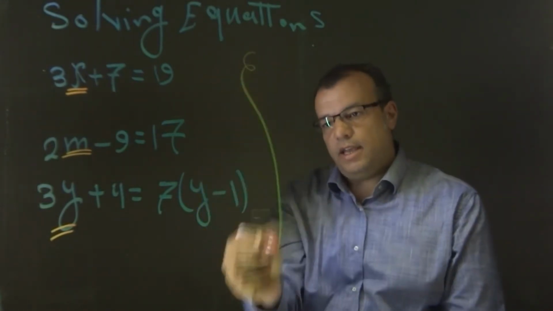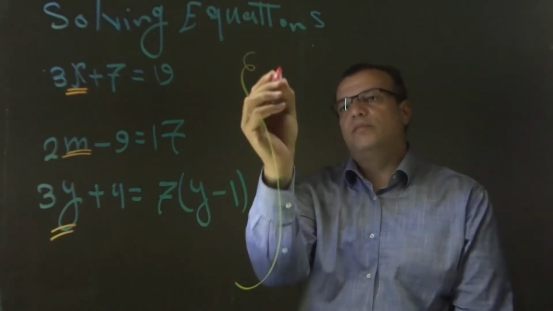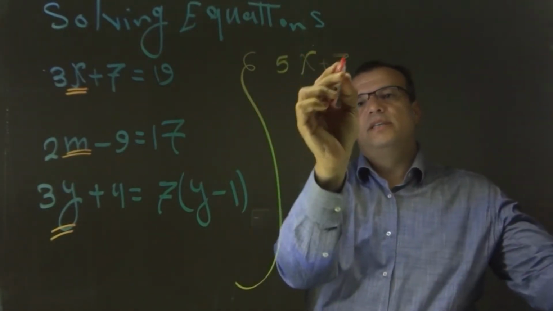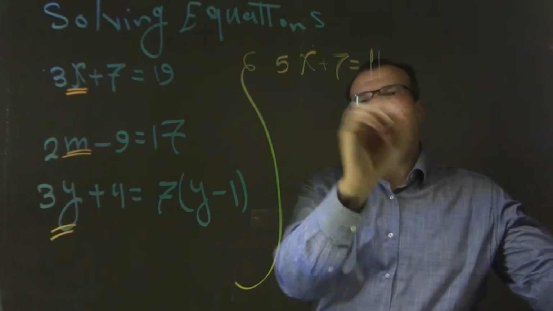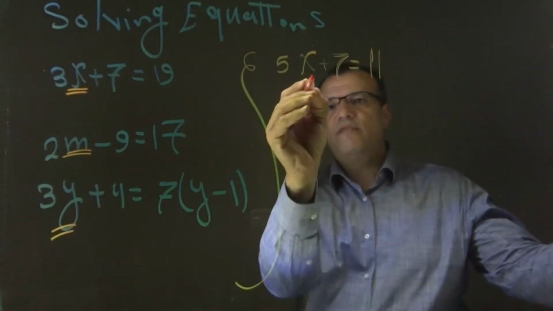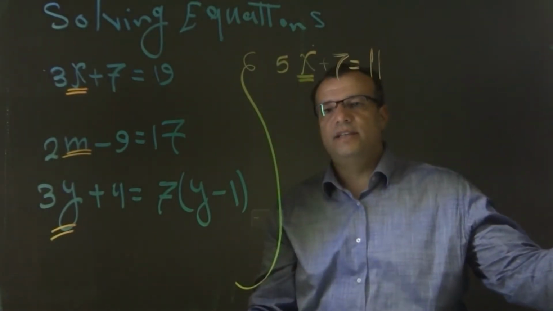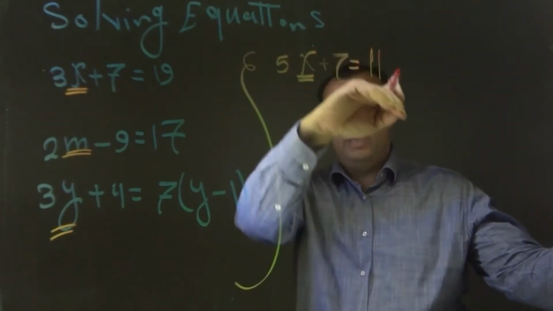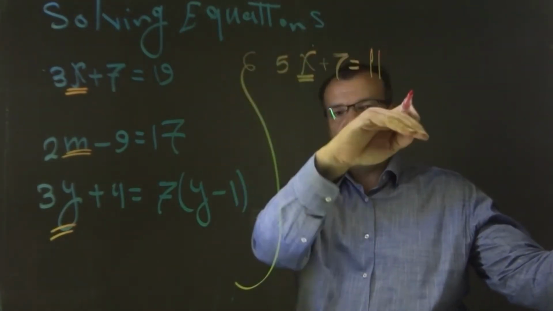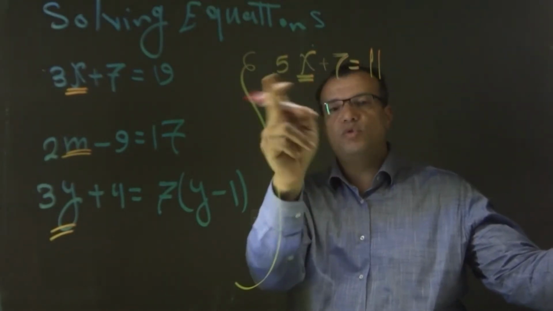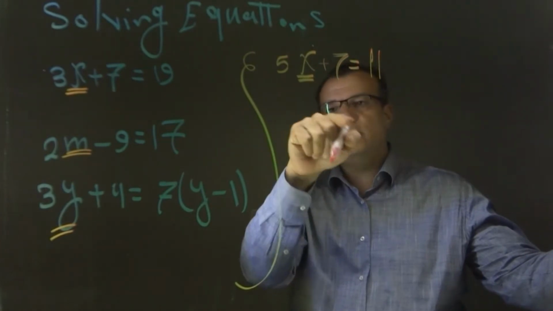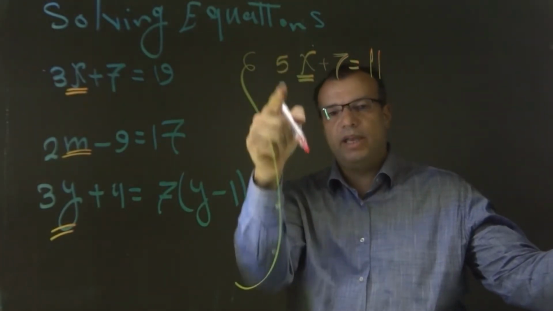Let's take the first example: 5x - 7 = 11. To find the value of x in this case, move 5 and 7 to the other side. Which number should be moved first? Adding and subtracting move first, and after that you can move multiplying and dividing.